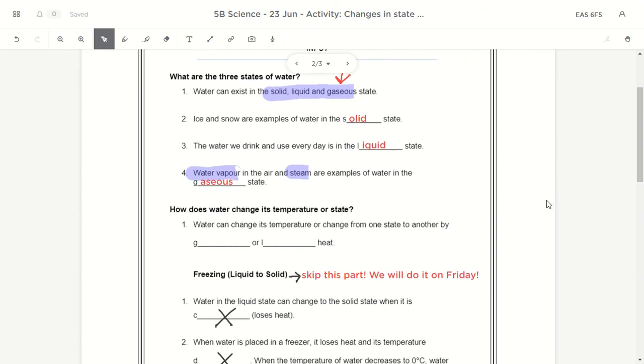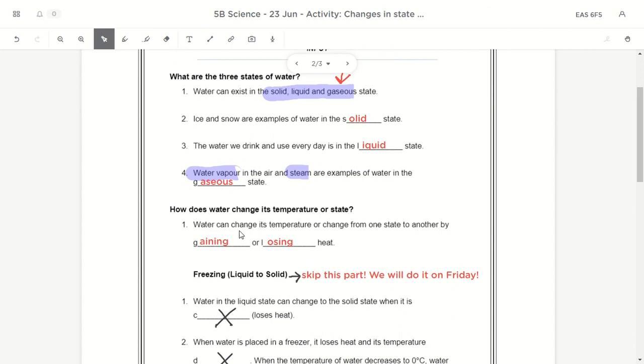So next, how does water change its temperature or state? Okay, how does water change temperature? It has to absorb heat or lose heat. How does water change from one state to the next? It can either again absorb heat or lose heat. Another word for absorb is gain heat. Okay, so water can change temperature or change state by gaining or losing heat. Like just now when it's melting, it's gaining heat from the surrounding, changing it from solid to liquid state. Same thing for evaporation, it's gaining heat from the surrounding, changes from liquid to gaseous state.